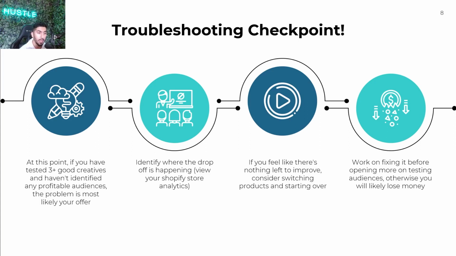At this point, if you have tested 3 good creatives, you're not deciding which one is better. Facebook is going to do that, and you're going to see which one is a better creative by looking at the ad manager columns. If you tested 3 good creatives and haven't identified any profitable audiences, the problem is your offer.